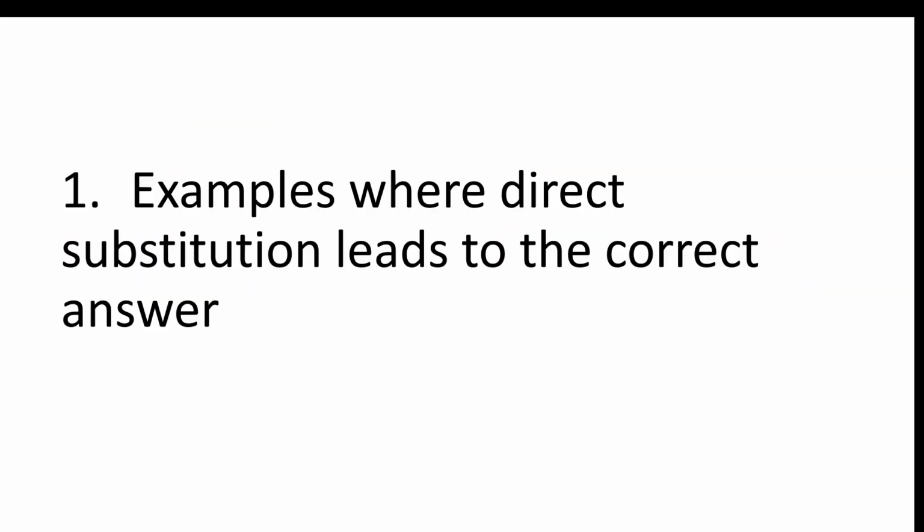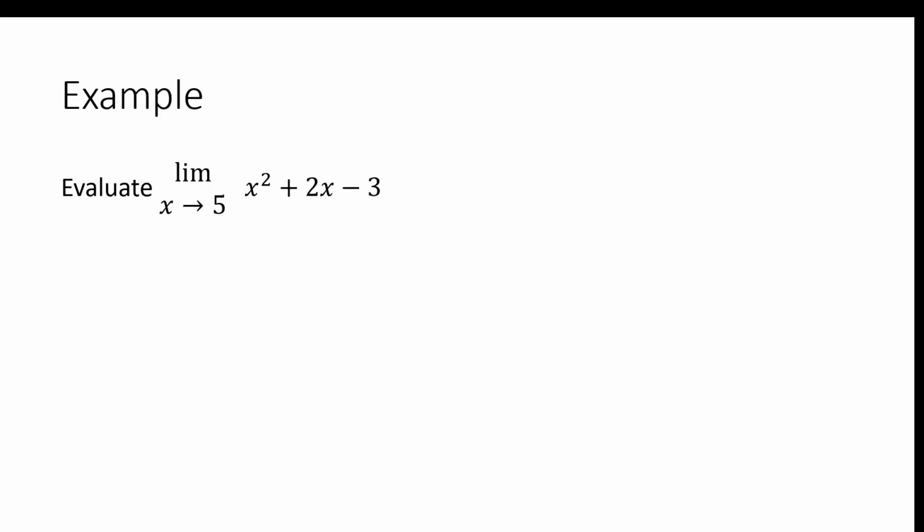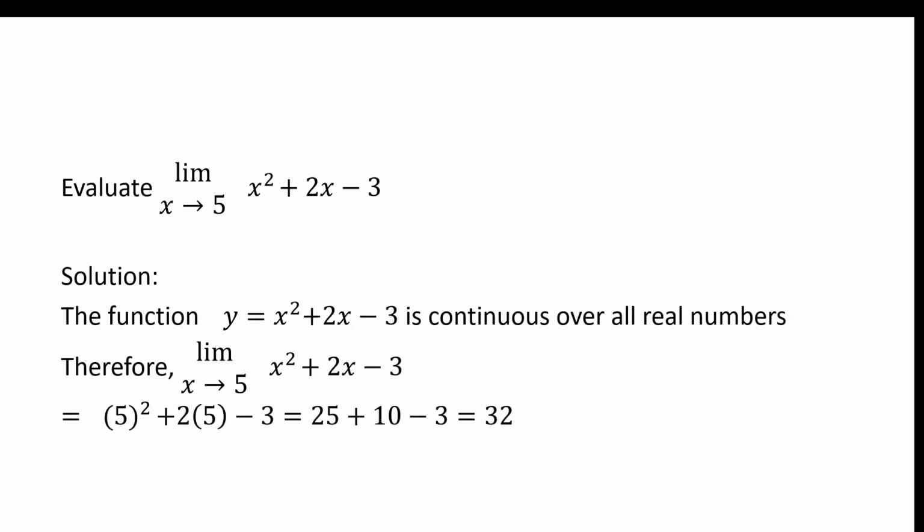So examples where direct substitution leads to the correct answer. Suppose we asked you to evaluate the limit as x goes to 5 of x squared plus 2x plus 3. Well, this right here is a continuous function. So we're simply going to plug in an x value of 5, and the answer is 32. Okay, that's the answer. The limit as x goes to 5 of x squared plus 2x plus 3 equals 32.